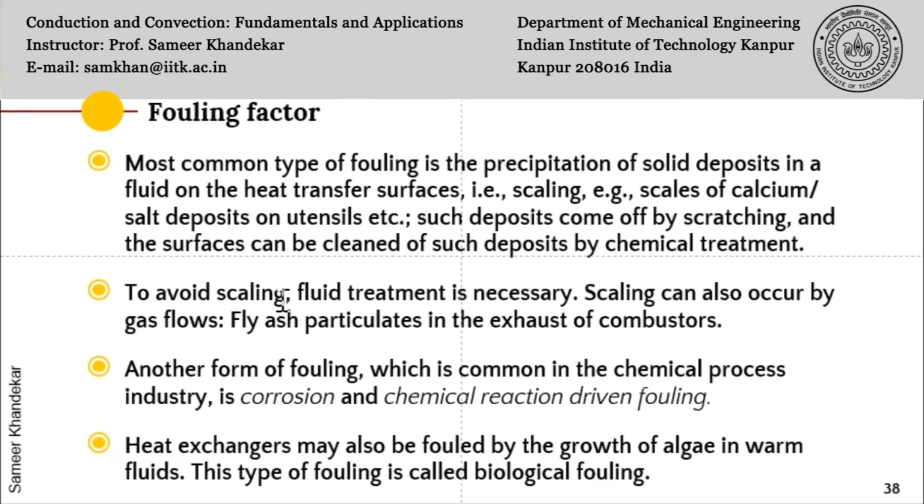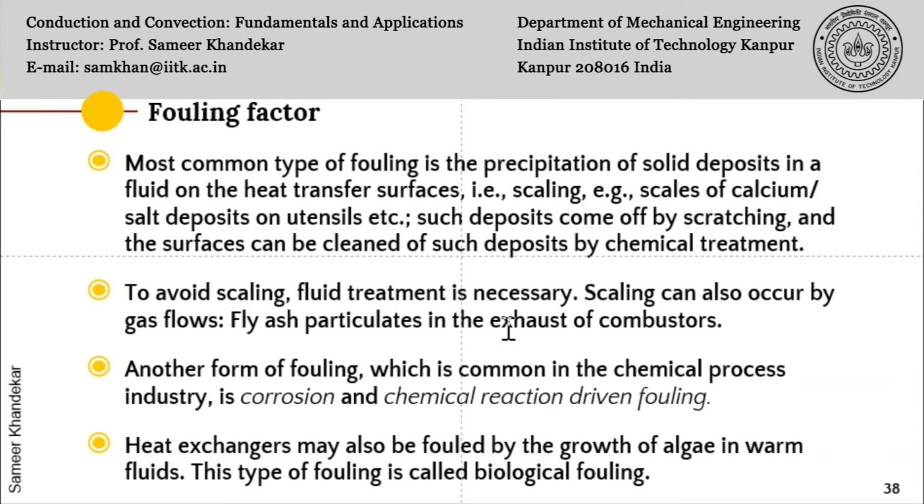To avoid scaling, therefore, many times you have to do fluid treatment also. For example, water needs to be removed of the salt, so water has to be softened. So when we use boiler water, for example, we use softened water. There are water treatment plants which will do this to extend the life of the boiler, to also extend the maintenance cycle, and to continuously make sure that the thermal resistance does not go beyond a particular level. Otherwise, the heat transfer will be reduced and our heat exchanger performance will be jeopardized, or it will go down.